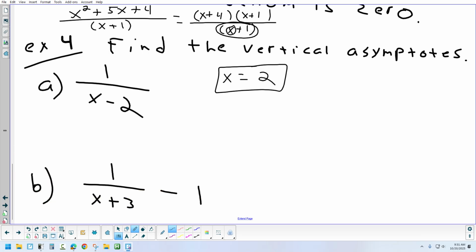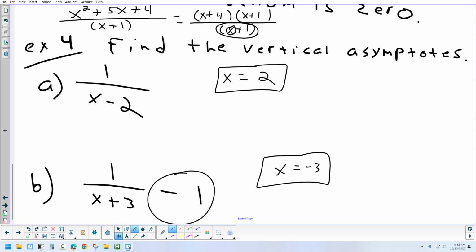Okay, let's look at this one. Is there a common factor in the top and the bottom of that fraction? No. You need an x plus 3 in the top to have a common factor. We don't have that. So what would be your vertical asymptote in this case? -3. Yep. This minus 1 at the end, that doesn't have anything to do with a vertical asymptote. Horizontal, yes. Horizontal asymptote would be at y equals -1. But the vertical is just what causes you to divide by 0. And that has nothing to do with the bottom of the fraction. Okay. Any questions on that one?